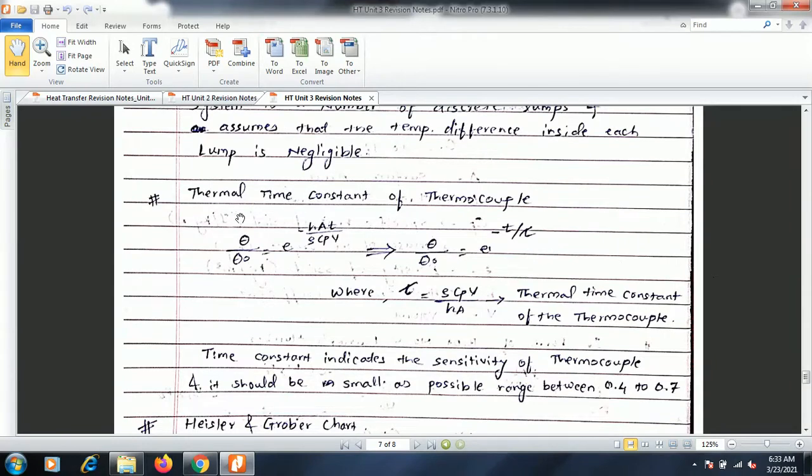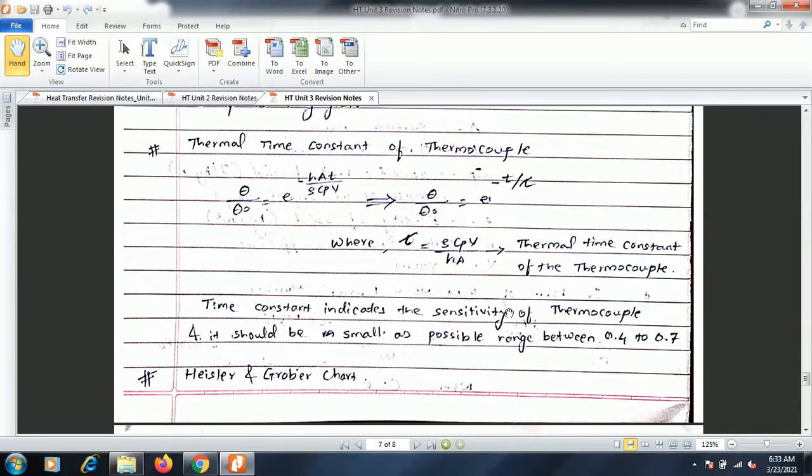The next topic is the thermal time constant of a thermocouple, where theta by theta naught equals e raised to minus hAt divided by rho CpV. It has been represented in the form of a thermal time constant: theta by theta naught equals e raised to minus t divided by tau, where tau equals rho CpV divided by hA. So it is the thermal time constant of a thermocouple.